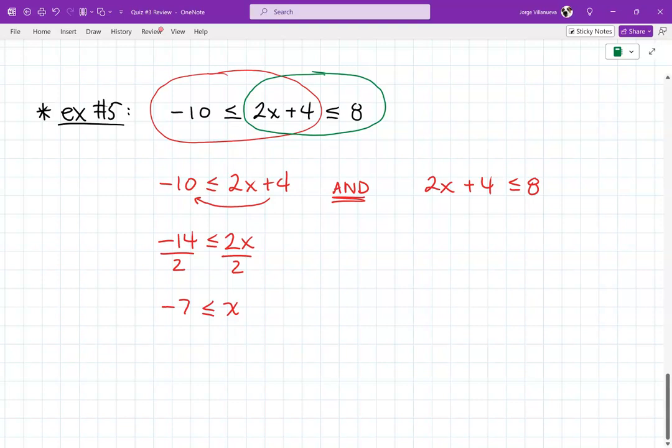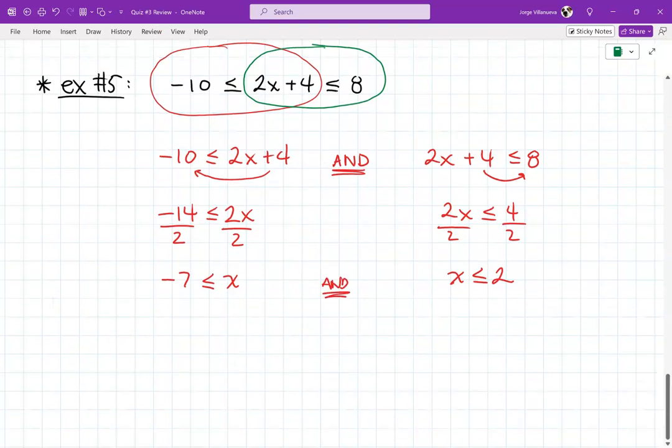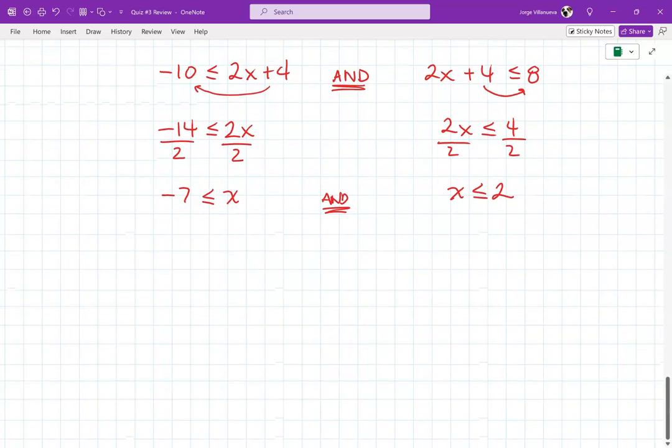And then I still have the other side. Let me move the 4 over. That's 2x less than or equal to 4, because 8 minus 4 is 4. Then I divide both sides by 2, and I get that x is less than or equal to 2. Remember, this is an AND problem, so they should be crashing towards each other.